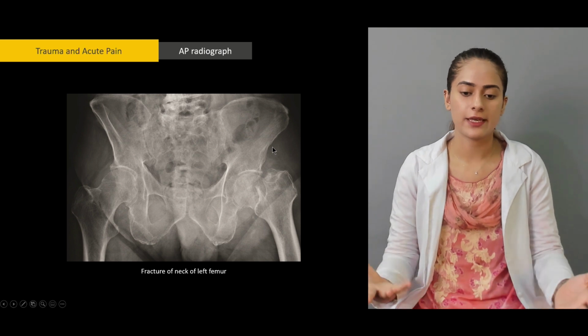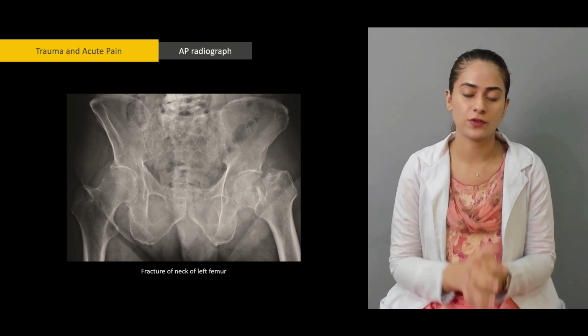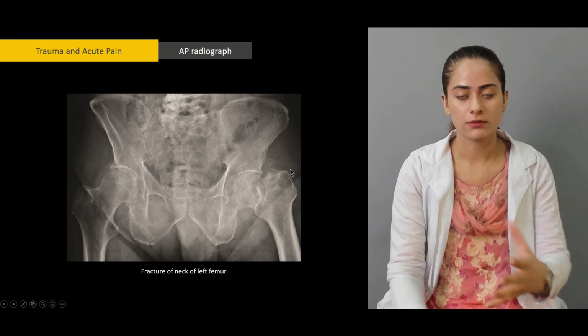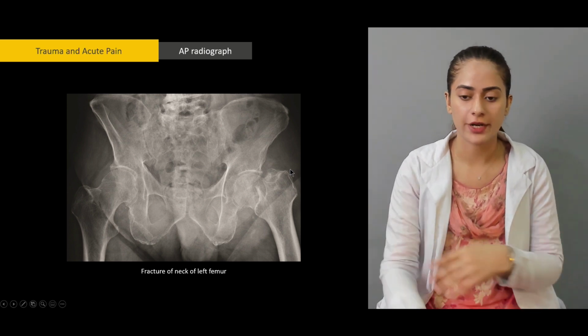So this is a fracture of the neck of femur. A lot of tendons and ligaments and muscles are actually pulling it up.